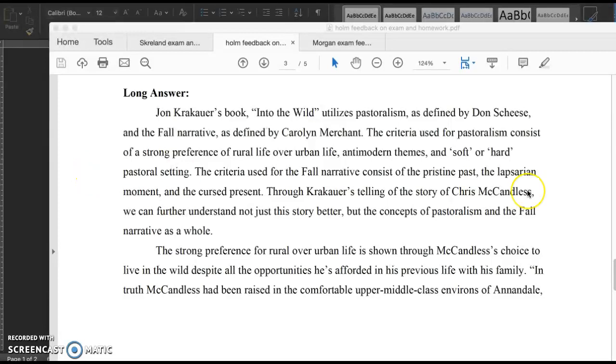Another great example right here. This is the long answer where there's two different ways of interpreting and three criteria each. If you go back and look at it, you can see the criteria for pastoralism, 1, 2, 3. They'll each turn into their own paragraph. We should see the words rural over urban over and over in one paragraph. Then everything having to do with proving anti-modernism in the next paragraph. And then softer, hard pastoral in the next paragraph, right?